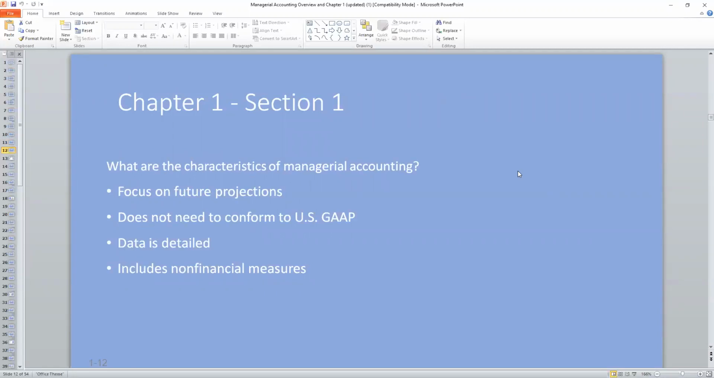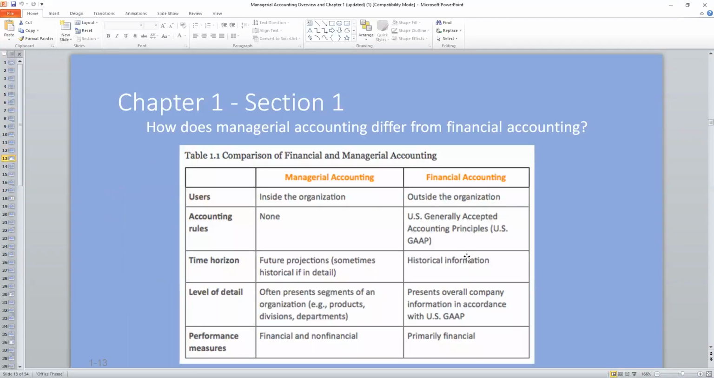Typically, they're focused on the future, as opposed to financial accounting, which is really focused on history and getting financial reports out to investors and creditors. They don't need to comply with a set of rules. The set of rules for financial accounting is called GAAP, or Generally Accepted Accounting Principles. The data is usually very detailed and includes both financial and non-financial measures.